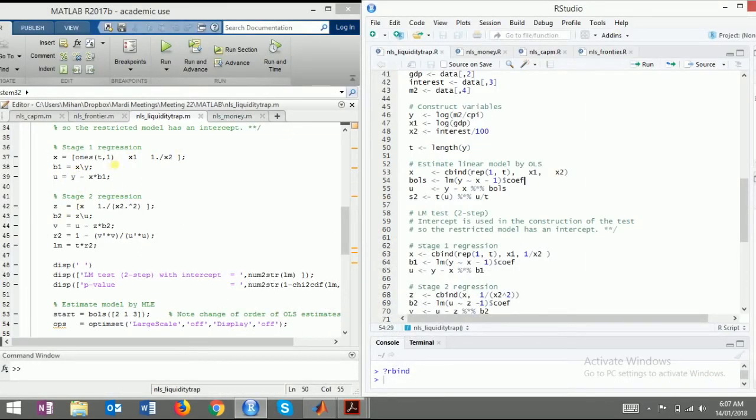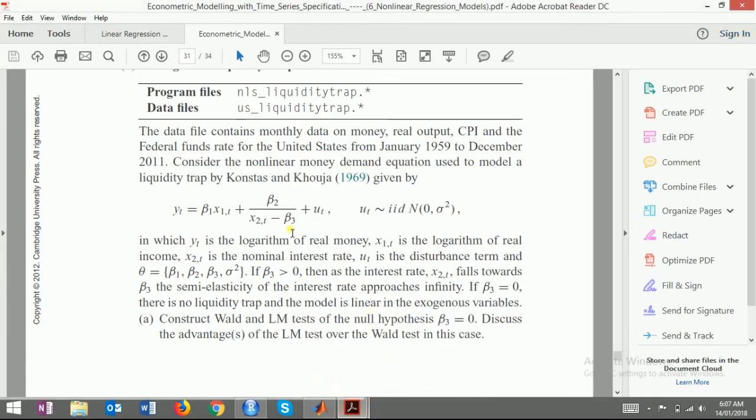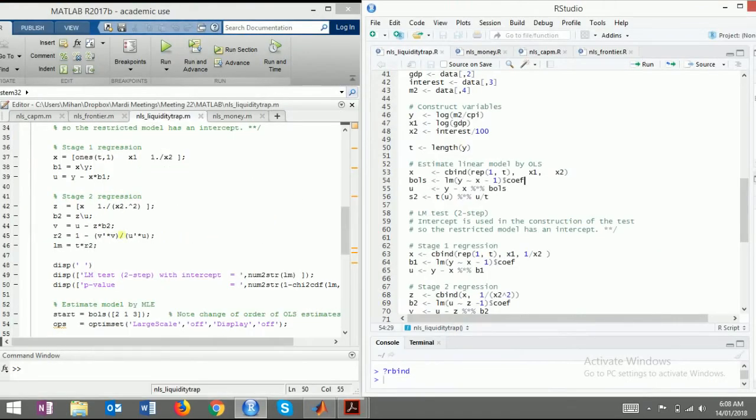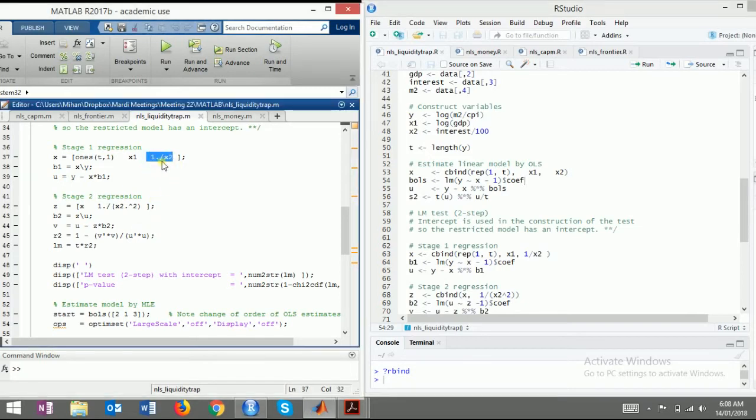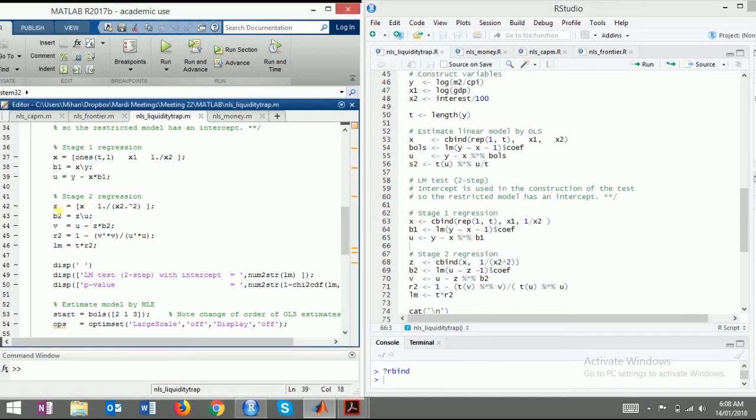Once x1, 1 by x square, 1 divided by x square. This is simply x1, 1 divided by x square. 1 divided by x2 squared, 1 divided by x2, not squared, 1 divided by x2. Then beta 1 is the regression, then residual. Okay, just like that. Then stage 2 is z, which is x1 divided by x2 squared, because we are doing a differentiation.